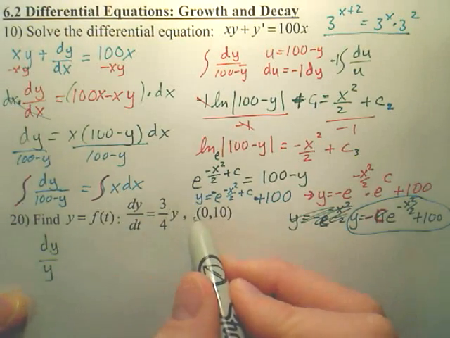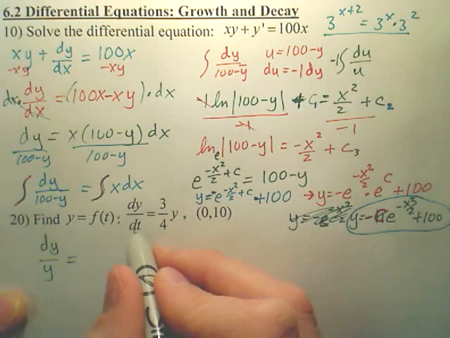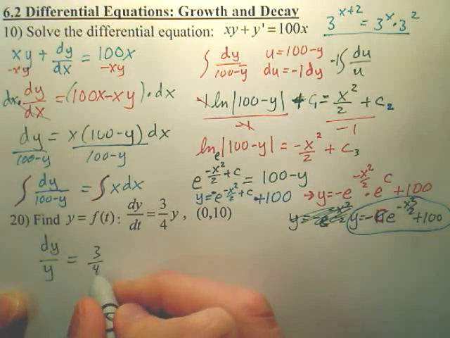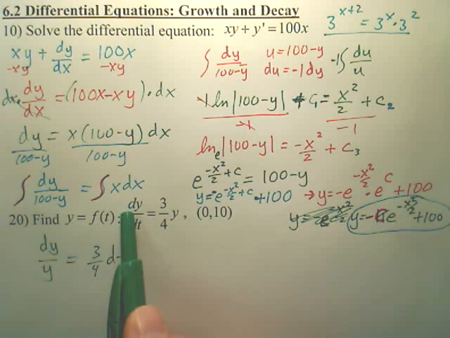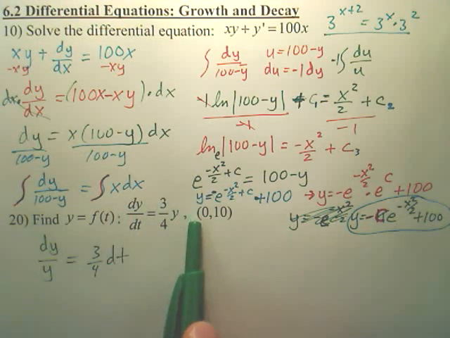And if I multiply this dt over, I get 3/4 dt. So what I did here is I've divided the y over underneath the dy, and I multiplied the dt over, getting this.